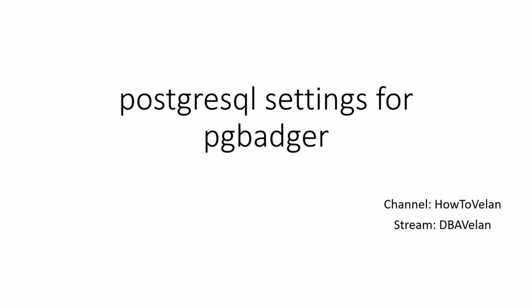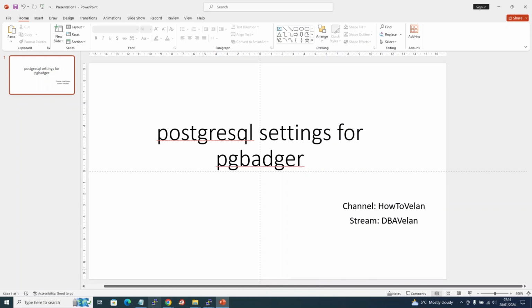Today in this video we are going to see the various settings that you need to apply for the proper functioning of the pgBadger tool. pgBadger, in short, is like an AWR report for Oracle. It doesn't collect any metrics, but it does display the metrics that were collected and stored in the PostgreSQL log files. Let's get started.